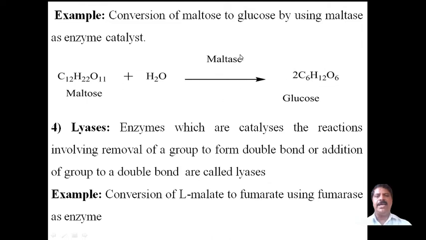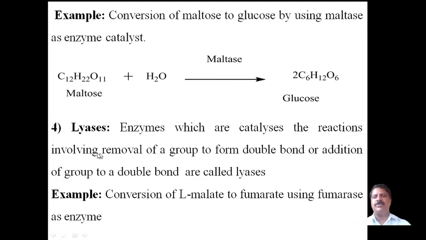By using maltase as an enzyme, this is called hydrolysis, a hydrolysis enzyme. It is used for addition of water and breaking of the bond, and maltose is converted into glucose. This is called maltase as an enzyme.